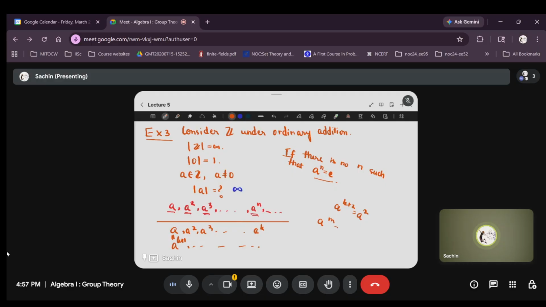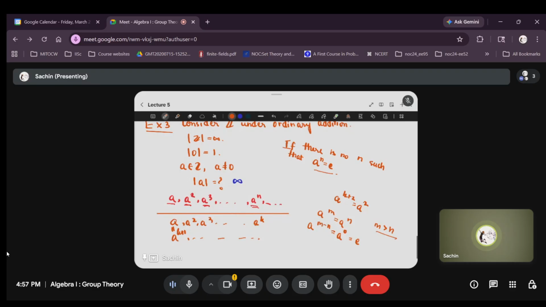Suppose a power m was equal to a power n, and without loss of generality, I'll take m to be the bigger number. Then I can multiply by a power minus n on both sides. I'll get a power m minus n is equal to a power 0, which is e, right? Then since m is greater than n, m minus n is a positive number. It is greater than 0. So m minus n will be a number such that a power m minus n is equal to e. So then this is false, right? I showed you a positive integer such that a to that power is equal to e.